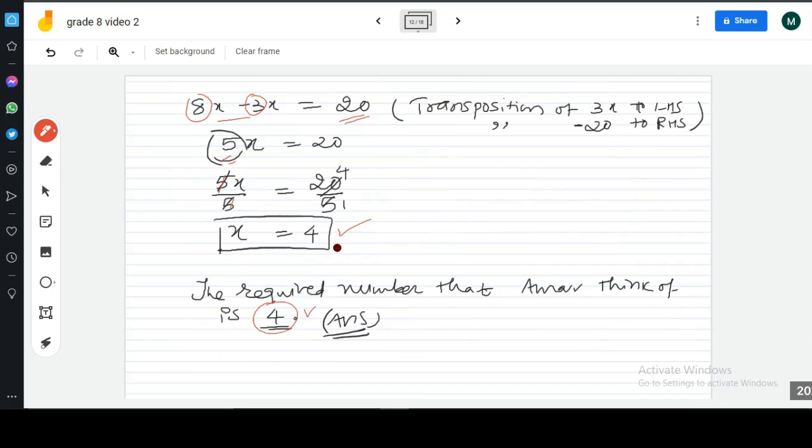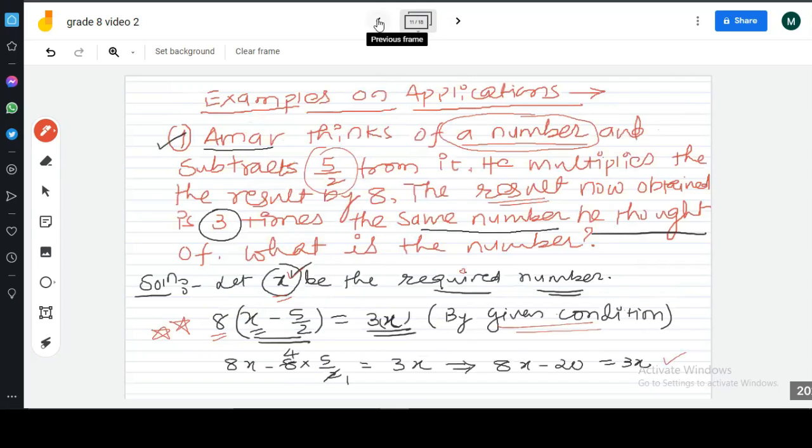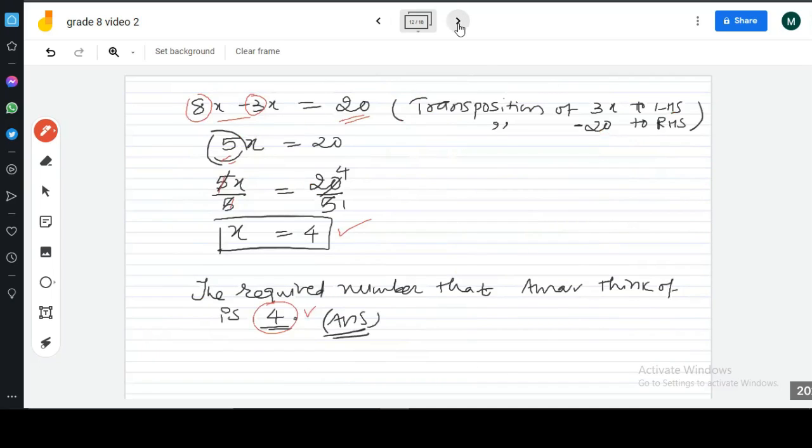So student, in this way we can solve such word examples. Even if the example is looking so much larger, somewhat complicated, don't get confused. So just try to solve it very calmly. First read one by one the sentences given in the example and try to solve it step by step. You will get the answer for such type of examples, right? So now let's see a few more examples.